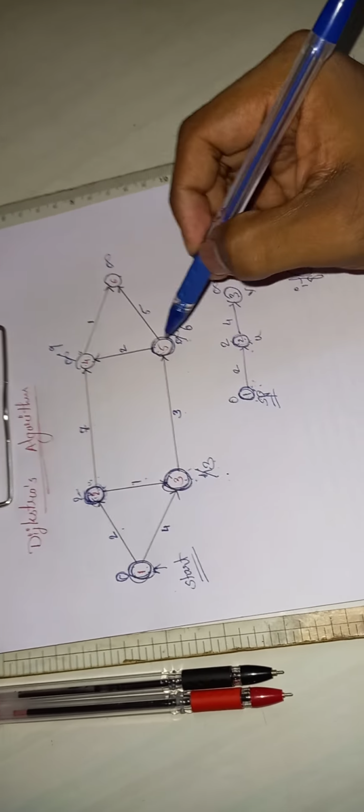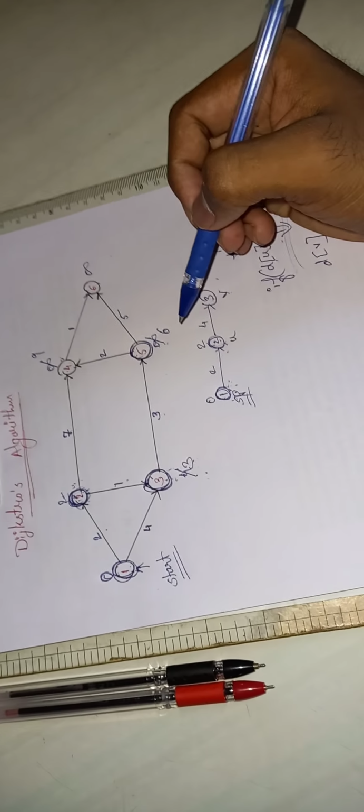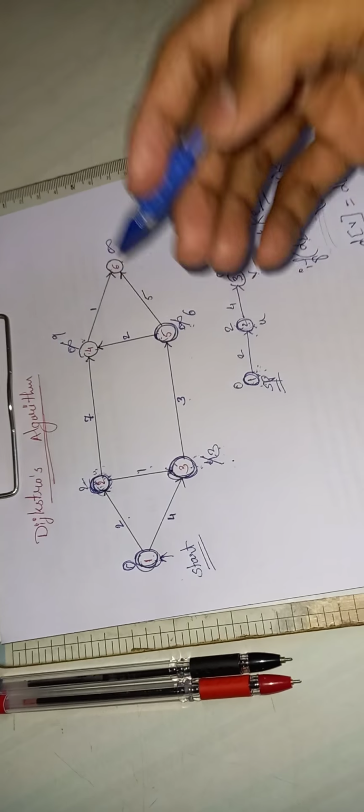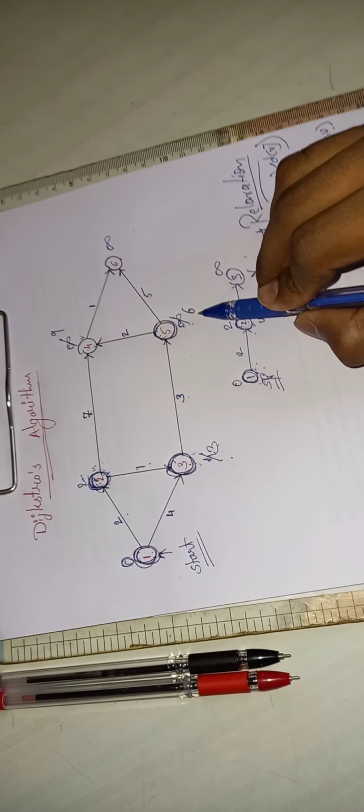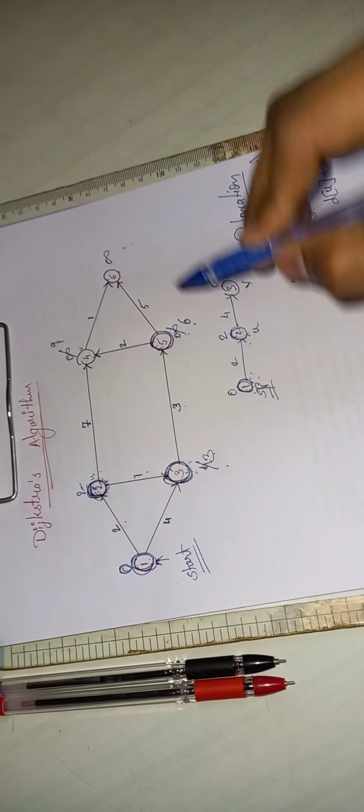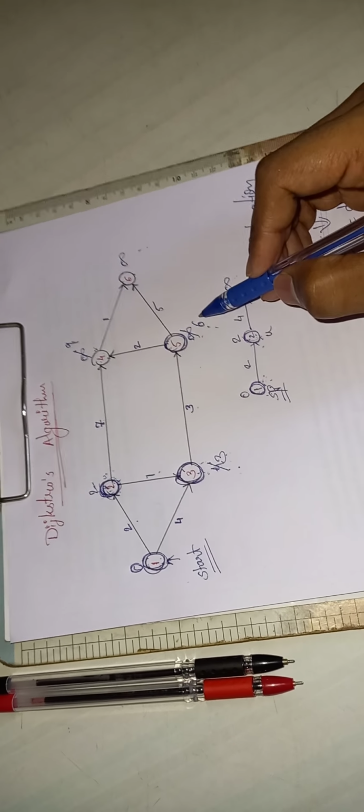Now which one to select? We have to move ahead now. Which one to select from? From 6, 9, infinity. Which one is the smallest? 6 is the smallest, so we have selected this one.